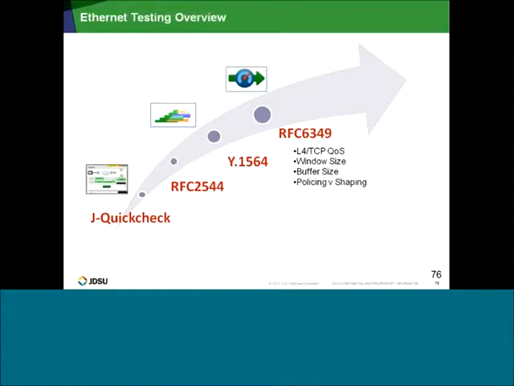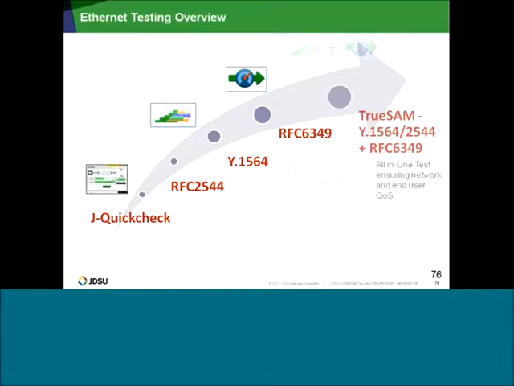So we'll talk about that in a little bit. Now, what we've done is we've put together Ethernet testing, so you can run in an automated fashion something that we've called TrueSAM. This allows you to do Y.1564 or 2544, one or the other, for your layer 2, layer 3 testing, followed by the RFC 6349, all in one test. So really it becomes a one-button push to be able to run both tests and turn up your circuit.